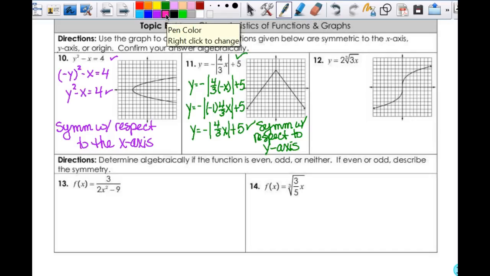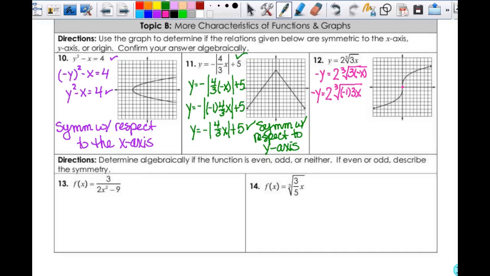Then the next one. So this, not symmetric to the x or the y, looks like it has point symmetry, so it's symmetric with respect to the origin, which means I should substitute in a negative y and a negative x and see what I get. Okay. So when I do this, it's still this negative y. It's equal to 2 times the cube root of, so this is like, again, negative 1 times 3x.